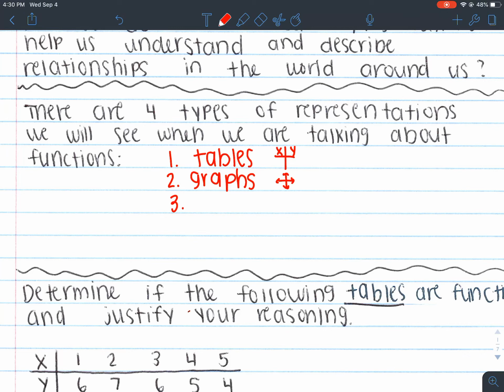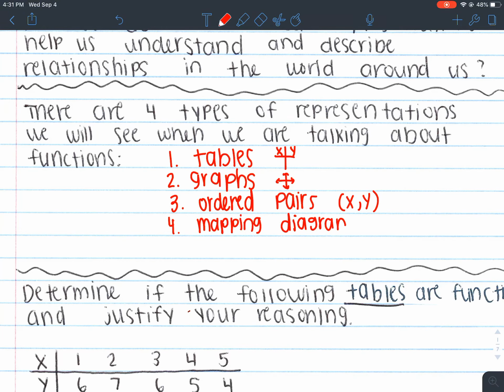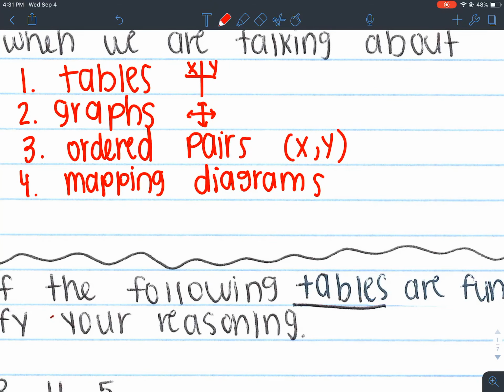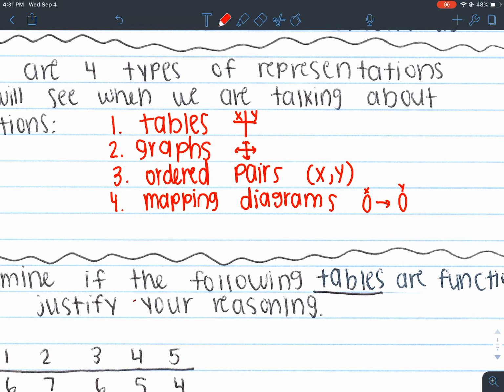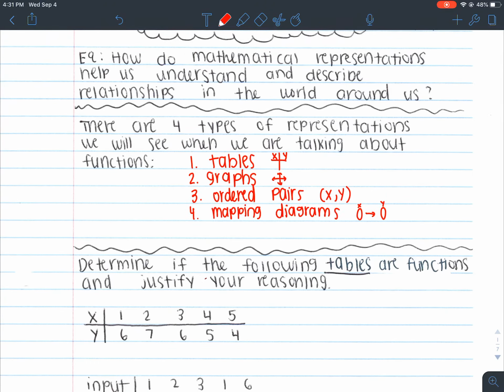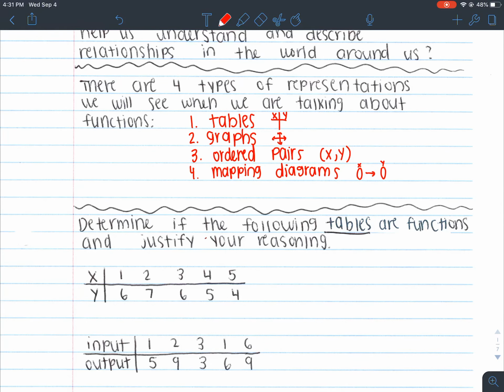The third type of representation we'll see is ordered pairs, which are basically coordinate points, so x comma y. And then the fourth representation is going to be mapping diagrams. Out of the four, mapping diagrams are probably the one you haven't seen before. It kind of looks like this. It looks a little bit more complicated than that, but that's the idea if you're trying to remember what they look like. So tables, graphs, ordered pairs, and mapping diagrams. I'm going to split this video into two parts, go over just determining what functions are, and then the second video will be continuous and discrete functions.